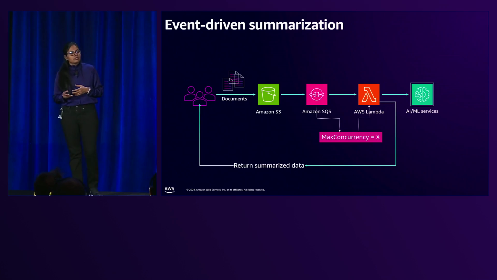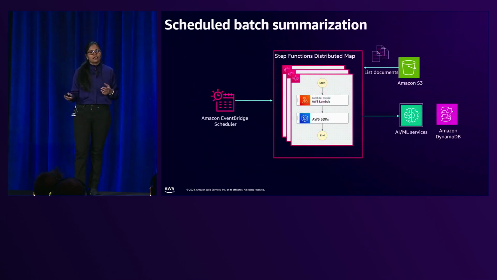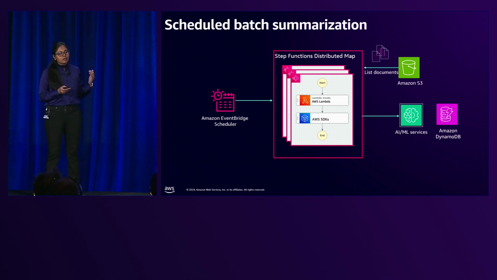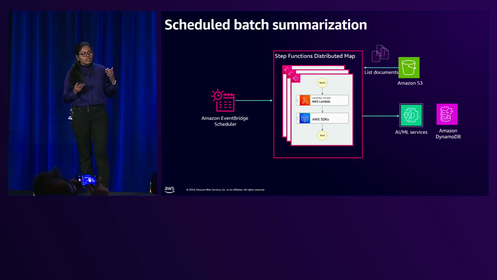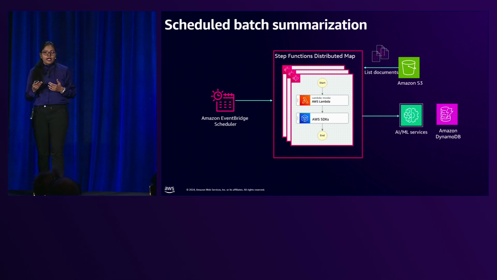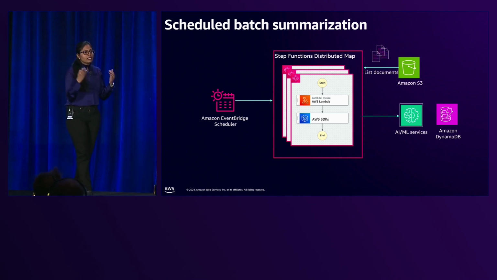There are times when you want to process documents in batches. You have bulk documents, and you don't want to run them event-driven. So the best way to run them is on a schedule. You can use Amazon EventBridge Scheduler to schedule. And we saw earlier in the hydrating knowledge base use case, when you have a large number of documents, you can use Step Functions distributed map. So again, in this use case also, you can use the Step Functions distributed map, point to the location of documents, and it will iterate automatically and summarize for you.